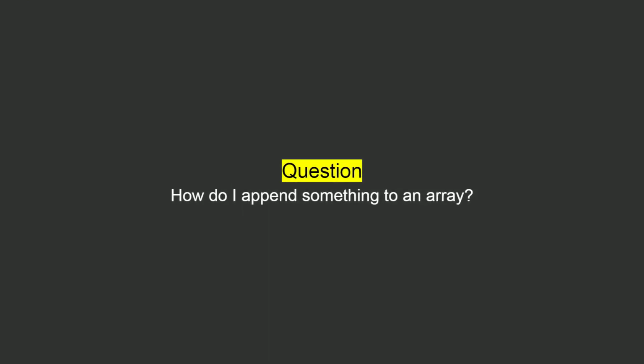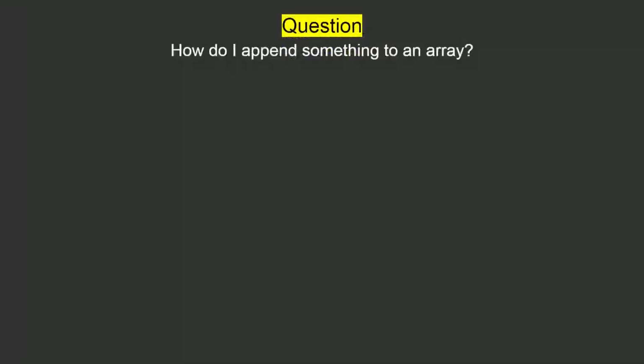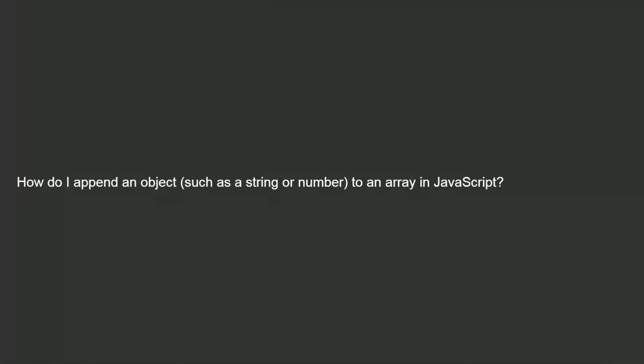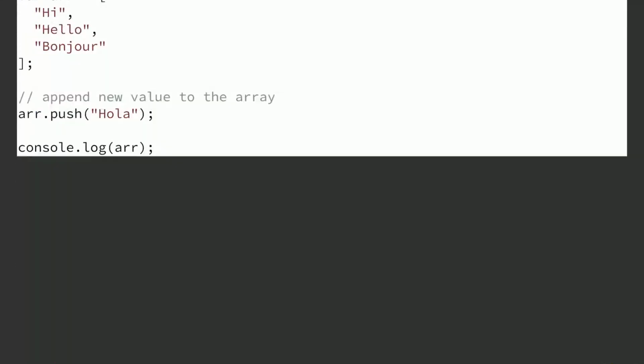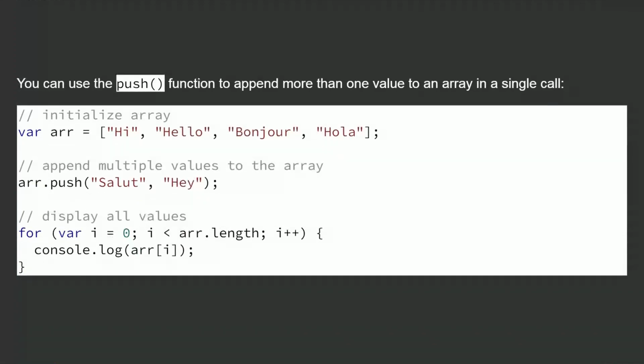How do I append something to an array? How do I append an object, such as a string or number, to an array in JavaScript? Use the array prototype push method to append values to an array. You can use the push function to append more than one value to an array in a single call.